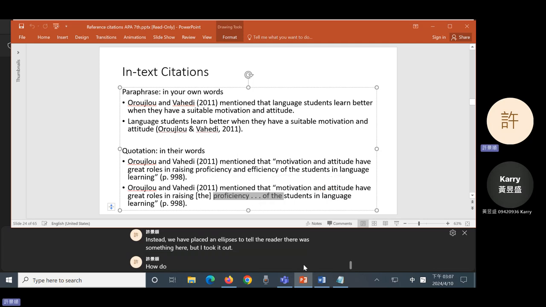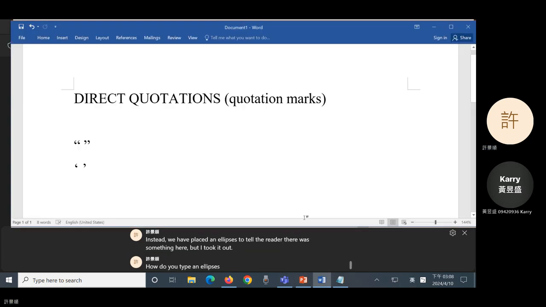How do you type an ellipsis? Period, space, period, space, period, space. It's not three dots put together. There are spaces in between.